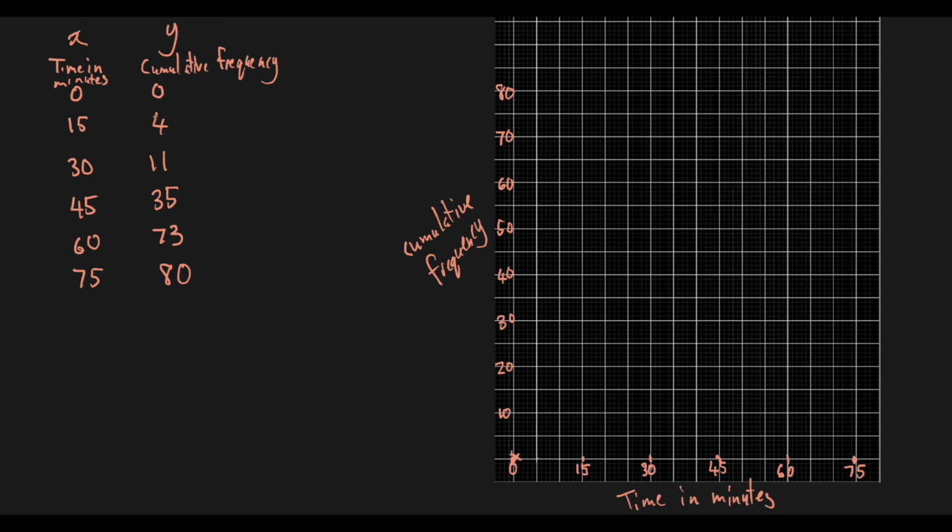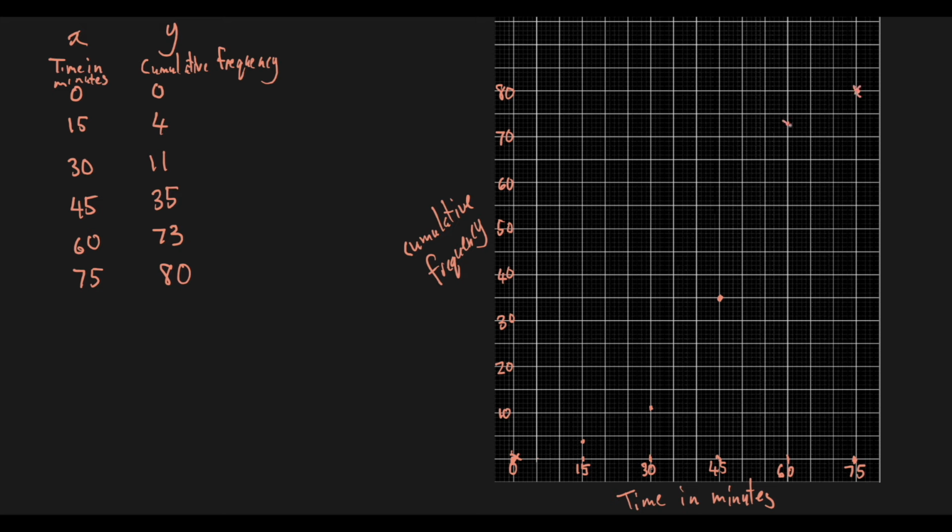The first point we have is 0, 0, so we're right here. Then we have 15 minutes to 4, so this goes to 15 and then up 1, 2, 3, 4, because each one of these represents 1 going up. The next one, 30, goes to 11, so this is 10 and we go up 1, this is 11. Then 45 goes to 35, so this is 30 and 35 goes here, where they intersect. 60 goes to 73, so we have 50, 60, 70, and 1, 2, 3, so right here is 73. Then the last one, 75, goes all the way up to 80.